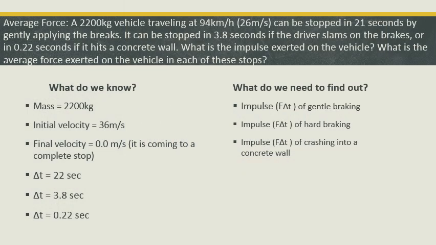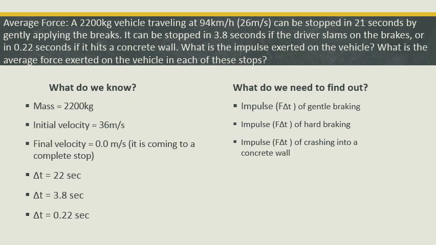And let me go over this with you. So we're going to look at average force. A 2,200 kilogram vehicle traveling at 94 kilometers per hour, that is 26 meters per second, can be stopped in 21 seconds by gently applying the brakes. It can be stopped in 3.8 seconds if the driver slams on the brakes, or it can be stopped in 0.22 seconds if the vehicle hits a concrete wall.